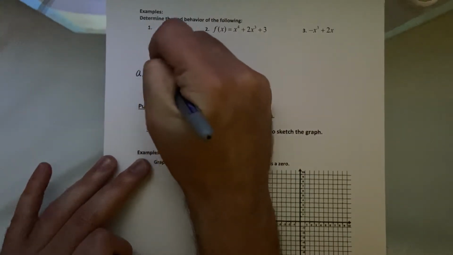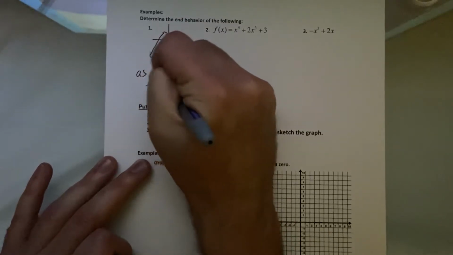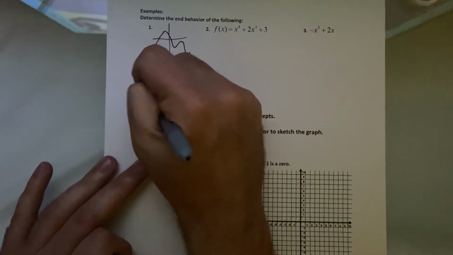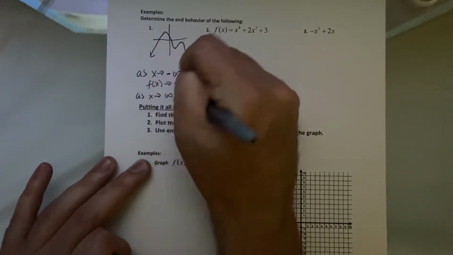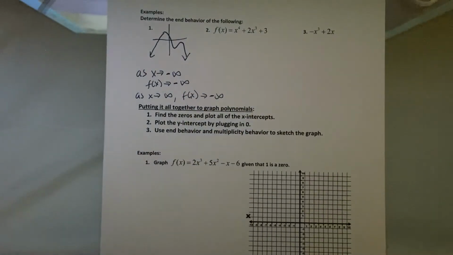So as x goes to negative infinity, f of x goes to negative infinity. So on the left, it's going down. And as x goes to positive infinity on the right, f of x is still going to negative infinity because it's still going down on the right side.